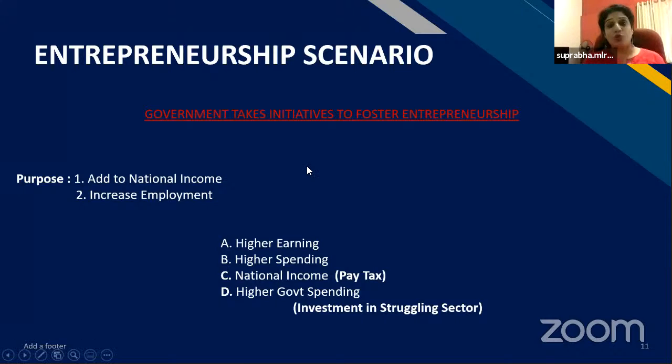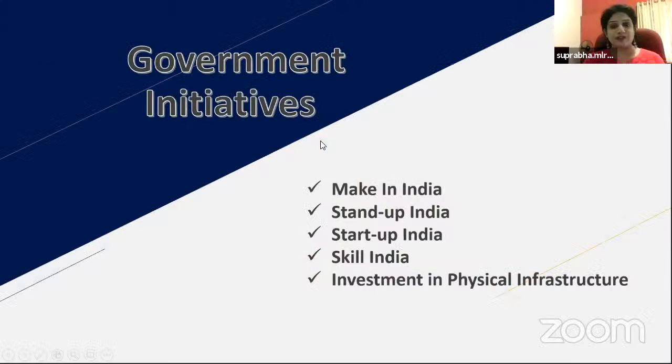Now, to the last question, what were the initiatives taken by the government of India? Here is the answer for that. Make in India policy, Stand Up India, Skill India, and investment in physical infrastructure. So before I go to Make in India, can anyone tell me in a few words, or maybe one sentence, what is Make in India? What was the Make in India concept? We had discussed it.